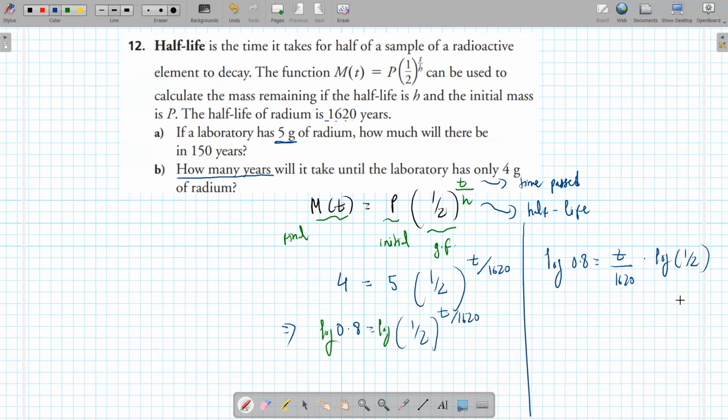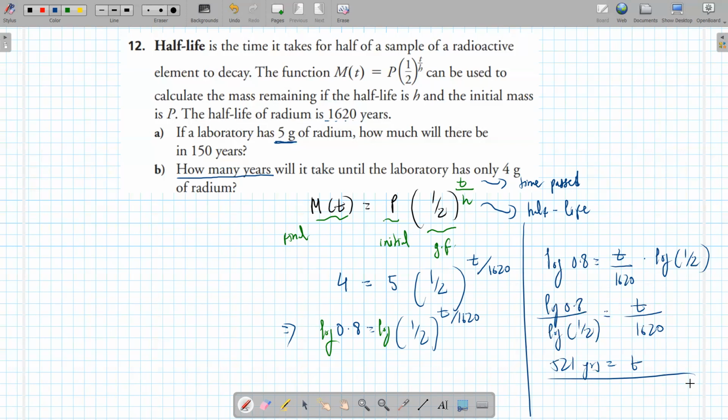Now what? You want to get rid of that 1620 as well as log of 1/2. You divide by log of 1/2. So it'll be log of 0.8 divided by log of 1/2 equals T over 1620. What's the final step? You multiply by 1620, and you're pretty much done. So it'll be log of 0.8 divided by log of 0.5 times 1620. And the time is 521 years. So that's a long time.